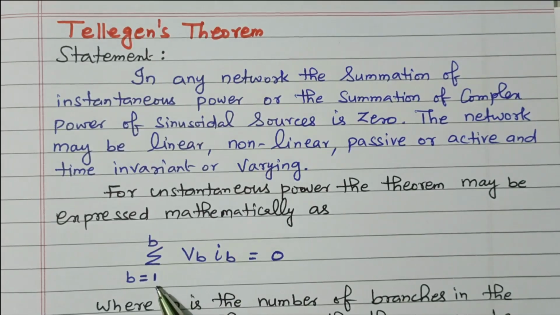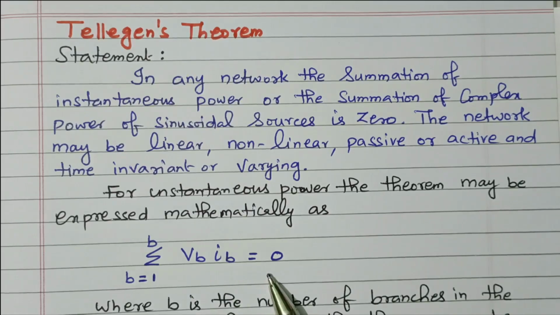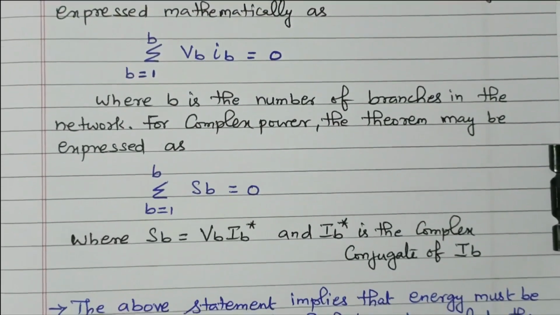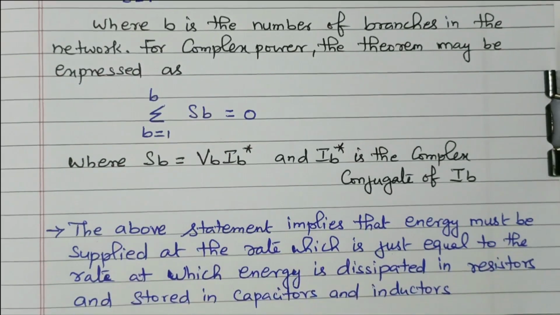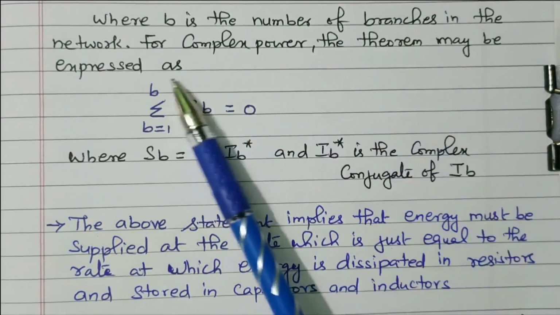Σ from b equal to 1 to B of the powers, that is, if you add all the powers in the network, the sum is equal to 0. That is the statement. In case of complex power, the expression will be different, where B is the number of branches in the network.